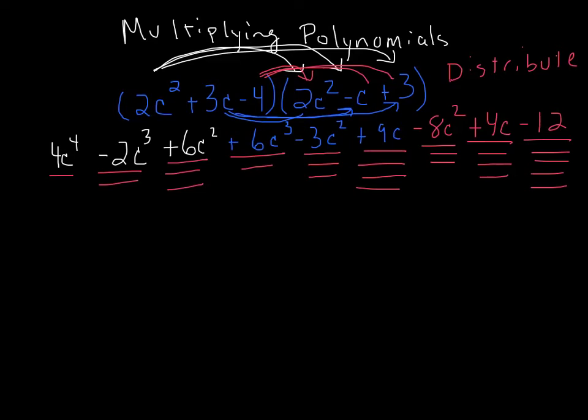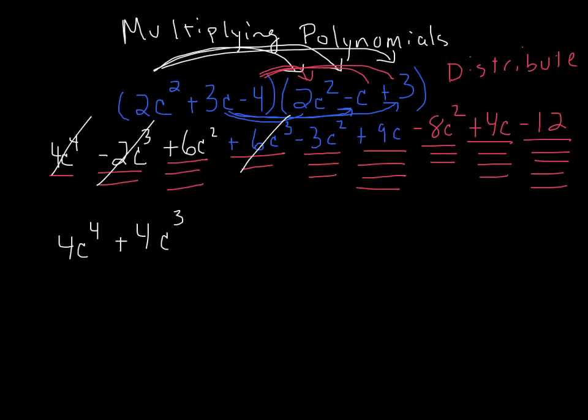Alright, so let's go through and put them together. So we have one of the 4c to the fourths. Okay, so that guy's done. Let's go c to the thirds. So we have two of those. So we got negative 2 and we got positive 6, so that's going to give us positive 4c to the thirds. So we'll cross those guys off.